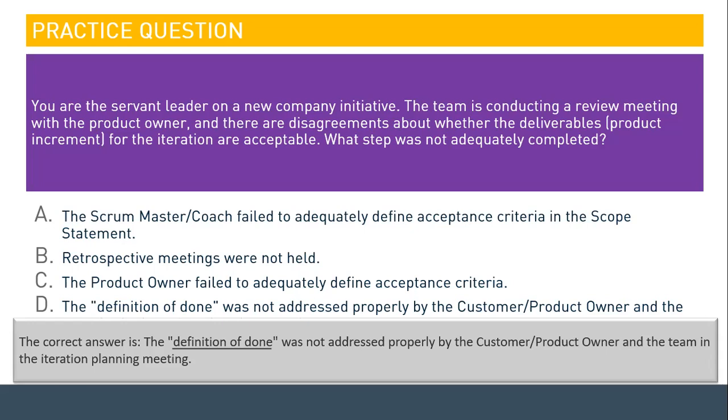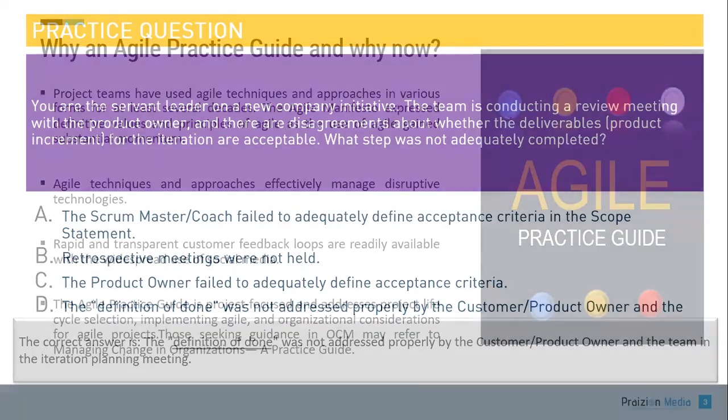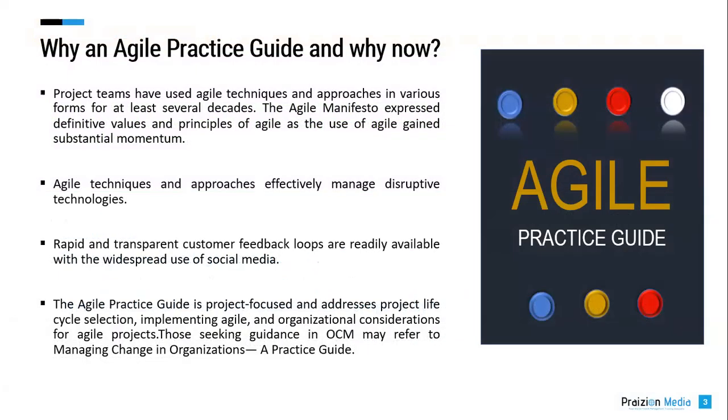Remember your user story: role, goal, benefit. Remember the reverse of the index card is where you talk about that acceptance criteria. That is not the product owner's job. You can't say product owner failed to do this. No, this is talking about deliverables and the definition of done. I hope that makes sense to you. So let's jump into our discussion about the Agile Practice Guide.